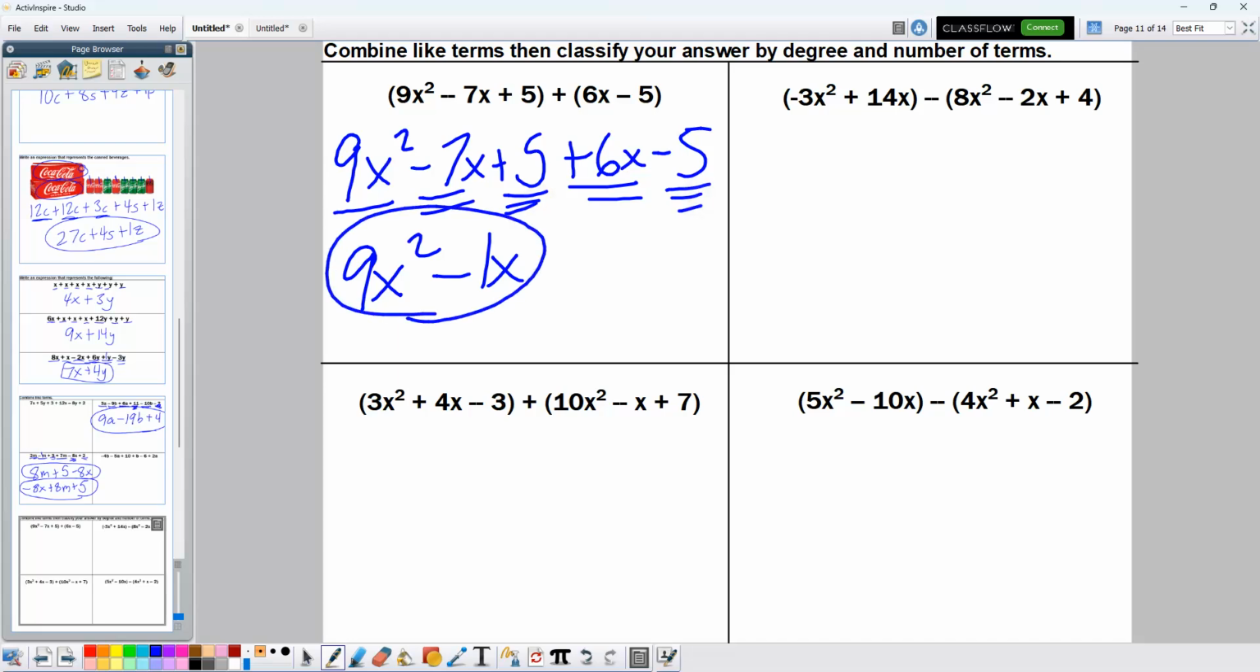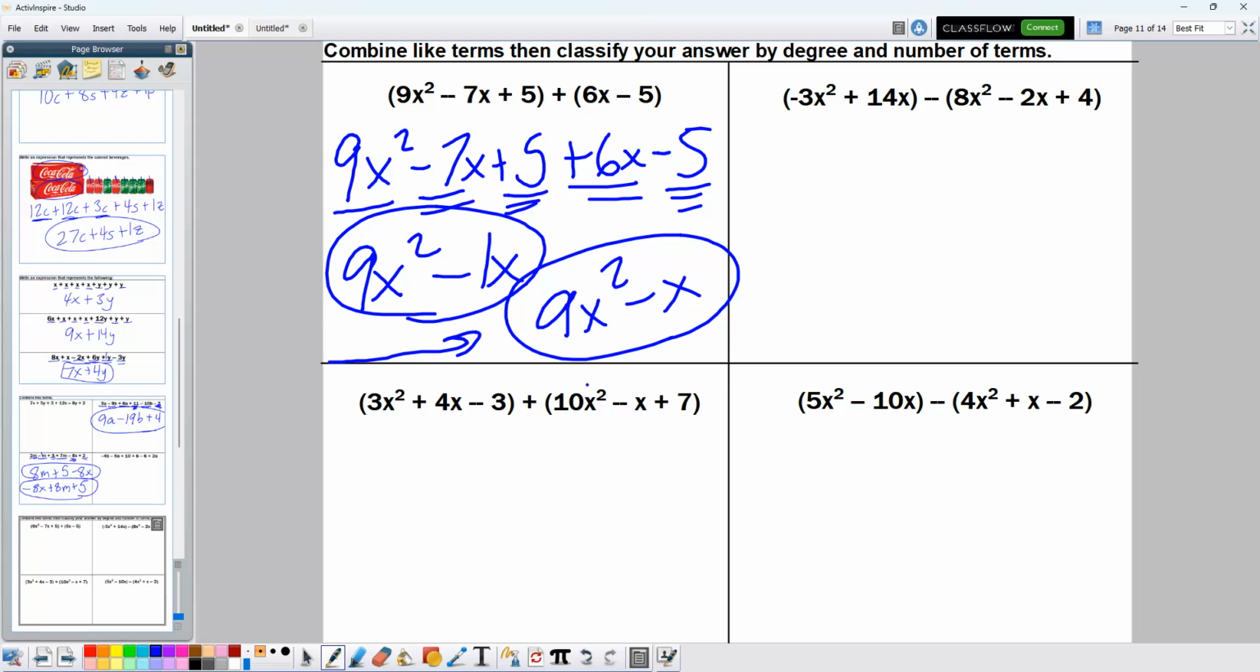This is a final correct answer. You could also write it without the 1 there, so 9x squared minus 1x like that. Both of those are fine. This one makes you look smarter. First one is correct. Second one makes you look smarter.